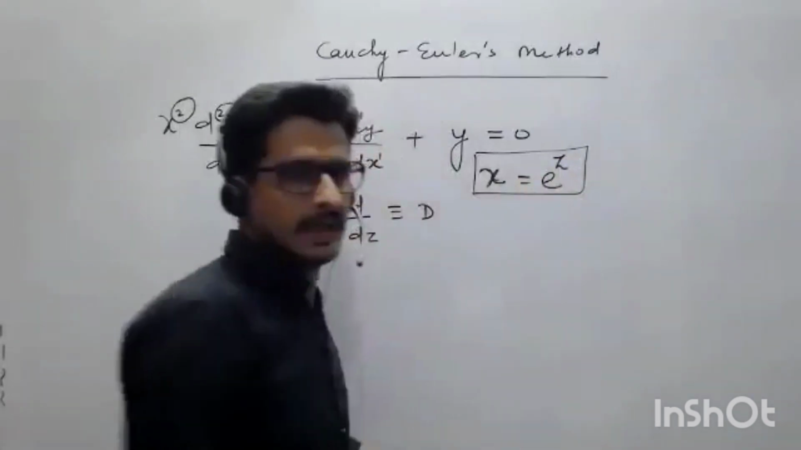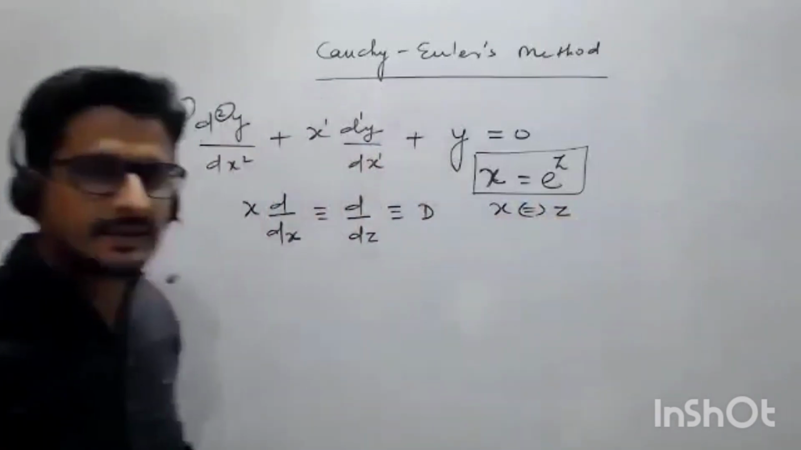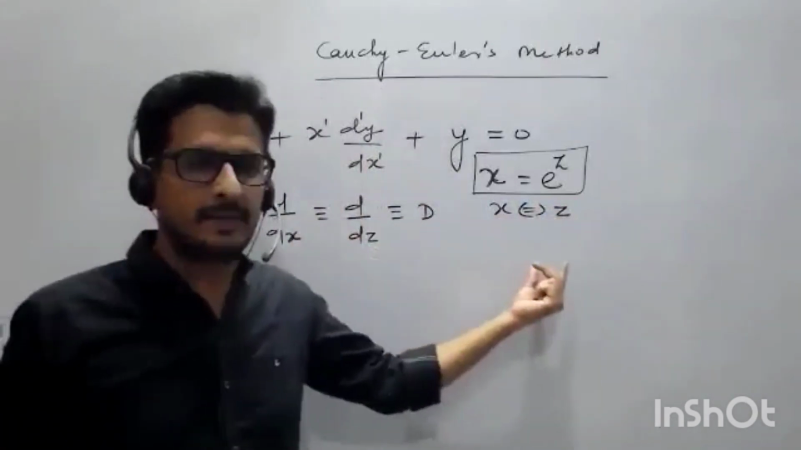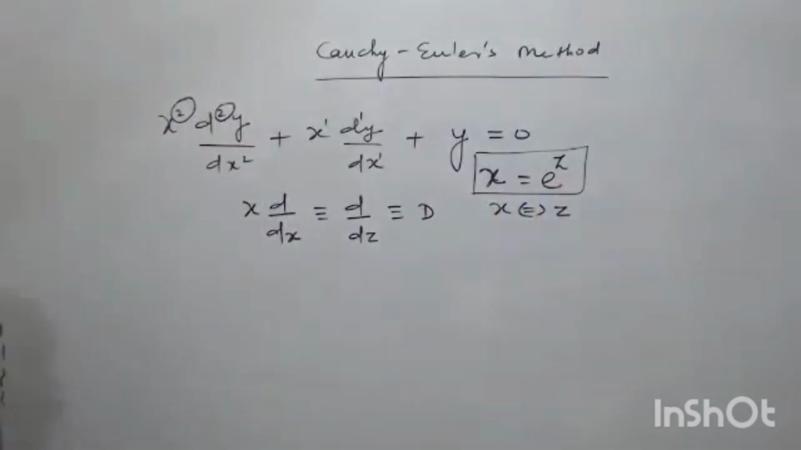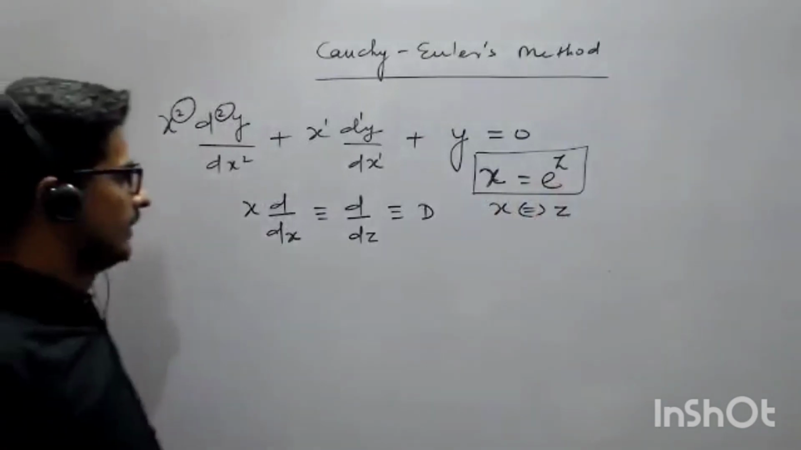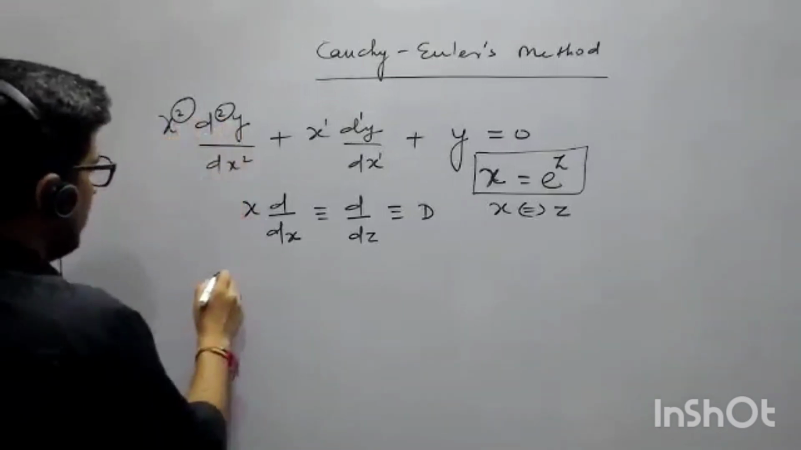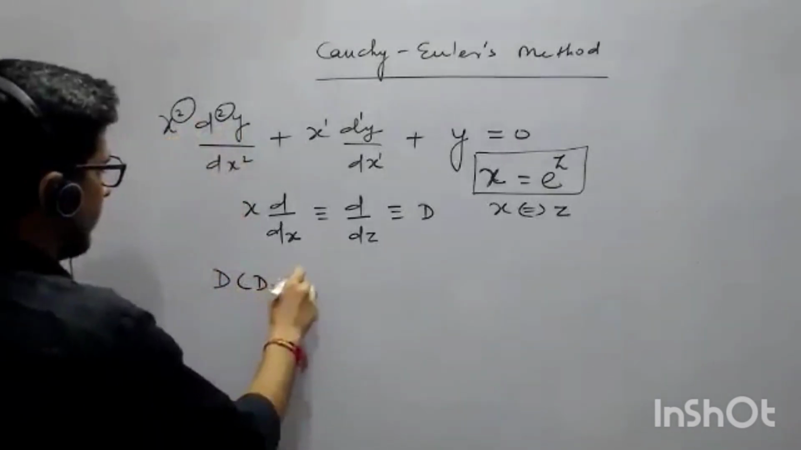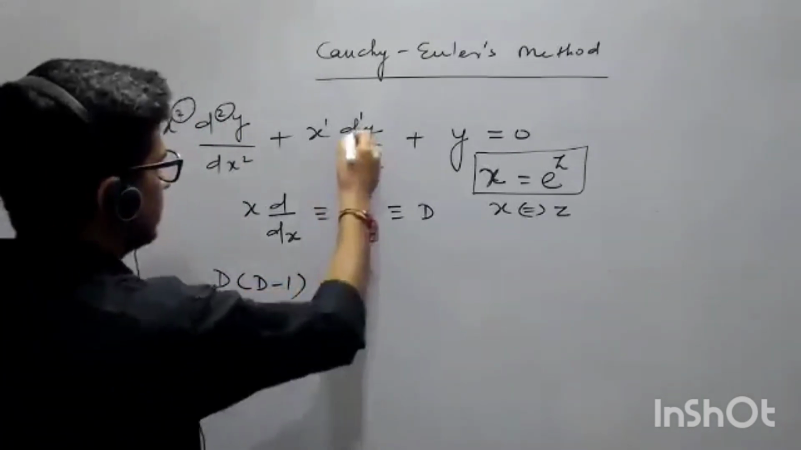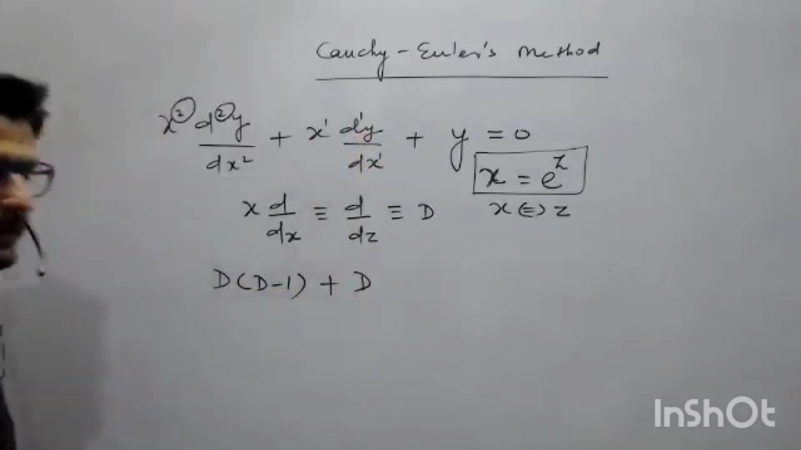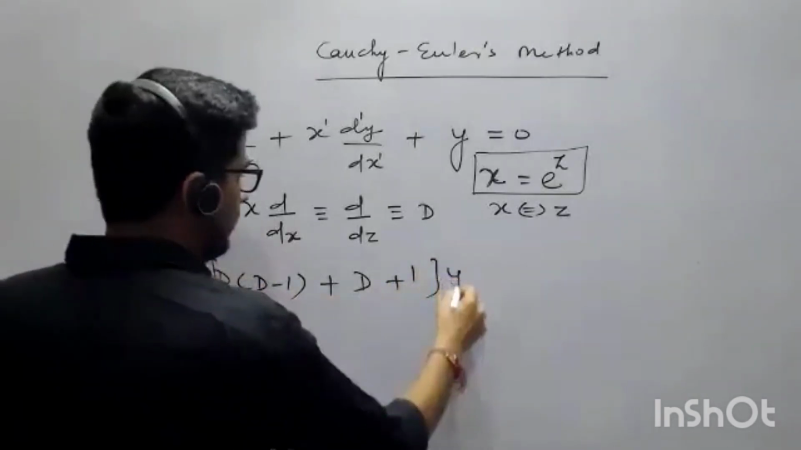So clearly this is a transformation between x and z. So that means in our new equation no x will be there, because now x has transformed to some z using this relation. Okay, so when we write it, when it is square, it becomes D(D minus 1). Look carefully, when it is square it becomes D(D minus 1) plus, this is only one time, so it will be D, and plus 1 into y is equal to 0.